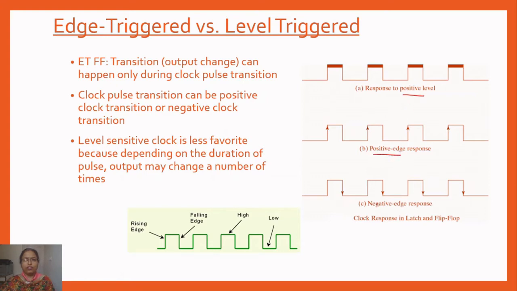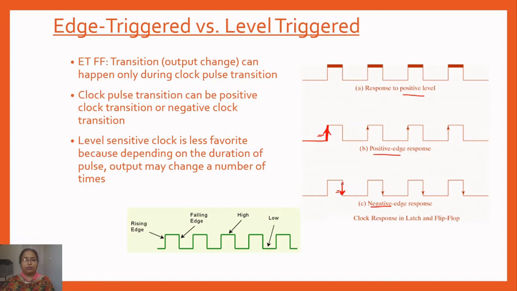This is positive edge trigger and negative edge trigger. As we can see, the rising edge is called the positive edge and the falling edge is called the negative edge trigger. So when the flip-flop operates at this edge, that is called the positive edge flip-flop, and it is the rising edge, right? When the operation of the flip-flop takes place at the falling edge, that is called the negative edge triggered flip-flop.